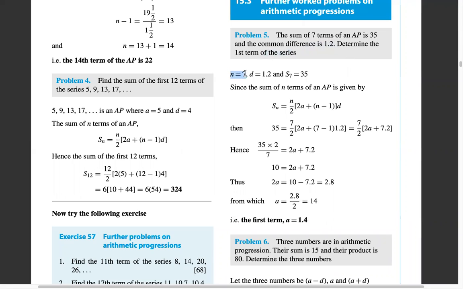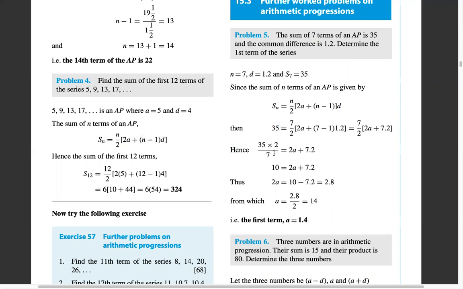We know N is 7. We know D is 1.2. And they say S7 is 35. So the total of the first 7 terms is 35. So that means this formula here is equal to 35. So you substitute the 1.2, the 7, the 35. The only thing you don't know is A.